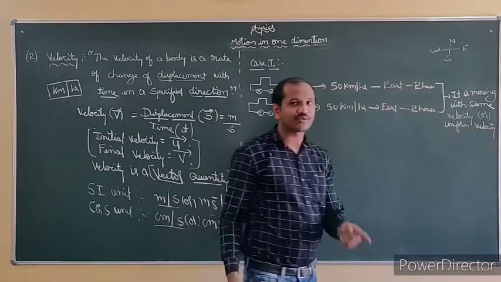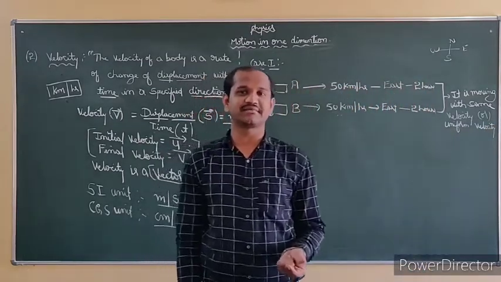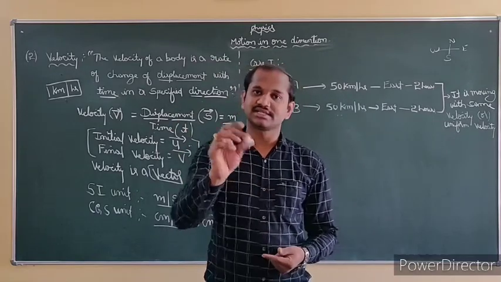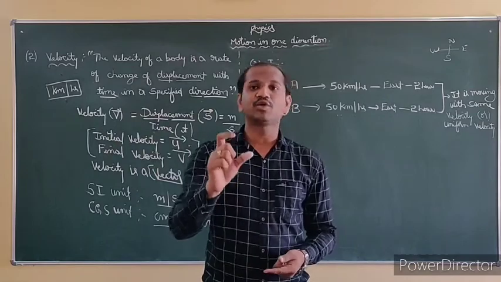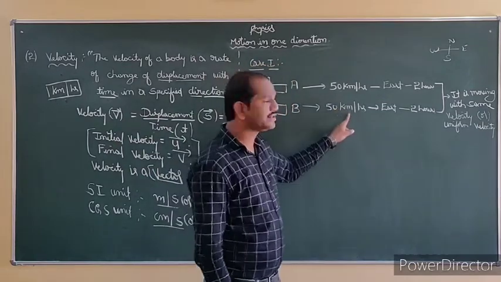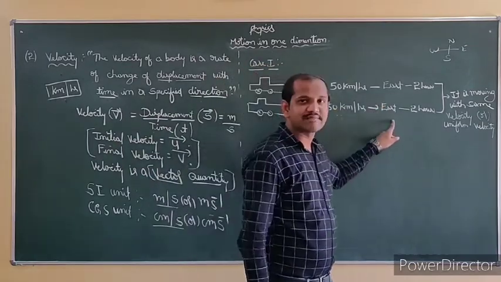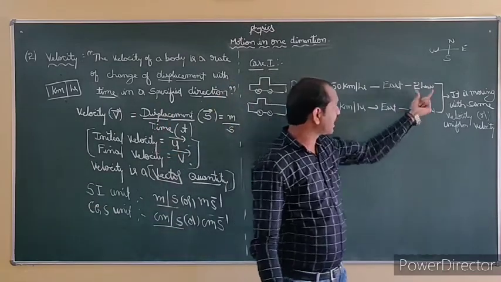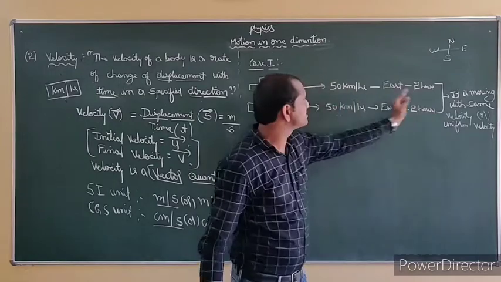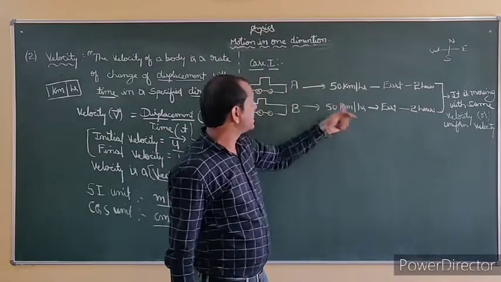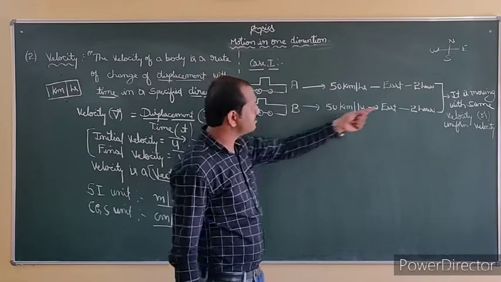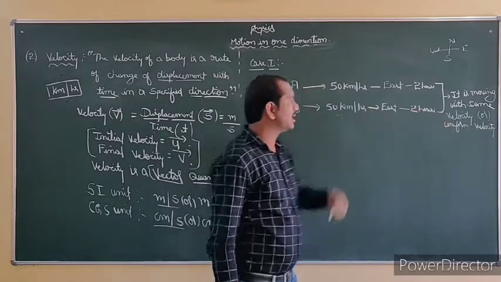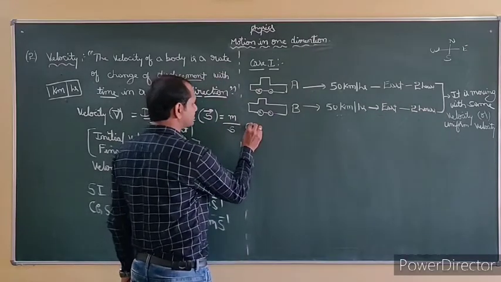Why? Because you know what velocity is. Velocity is nothing but the rate of change of displacement with time. Since displacement is a vector quantity, we need both magnitude and direction. Look, the magnitude is the same, the direction is the same, and the time is also the same. All three parameters are the same. Hence we can tell that both car A and B are moving with the same velocity. Did you understand? Now let us move to case 2.